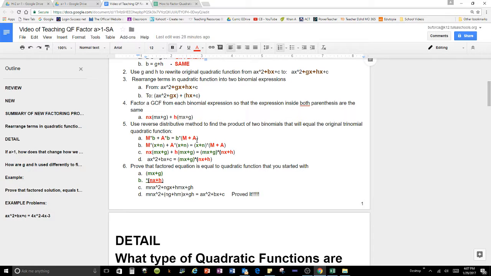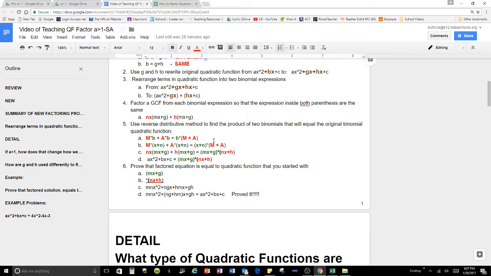Okay, so that's why we call it the reverse distributive process, because what we do is we pull b out of m and a, and then put parentheses around m and a, and then we say b times the quantity m plus a is the same as m times b and a times b.